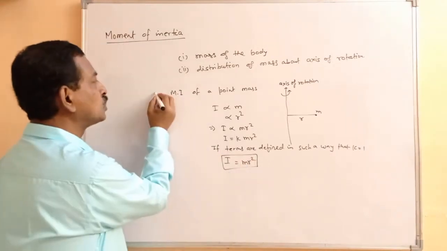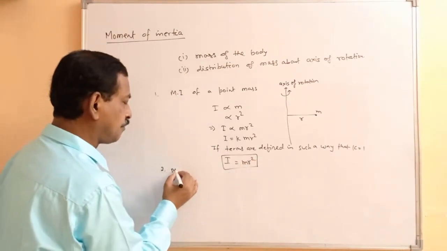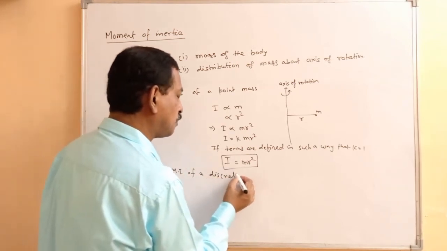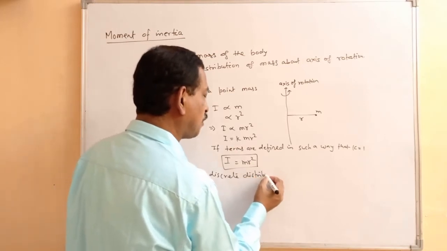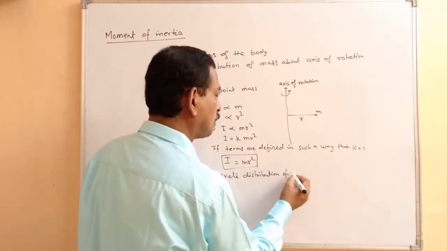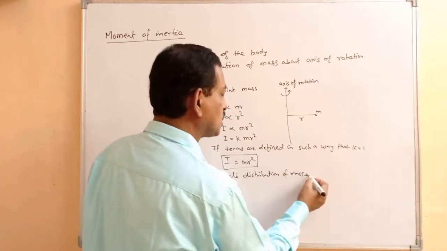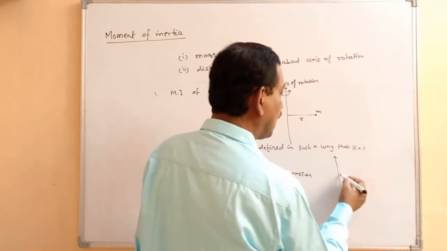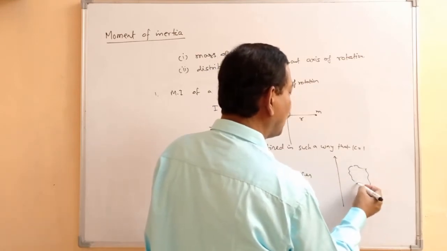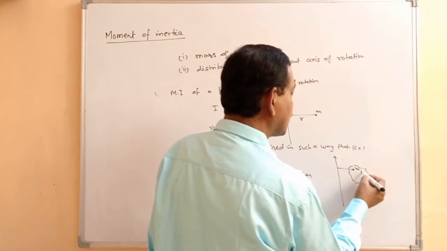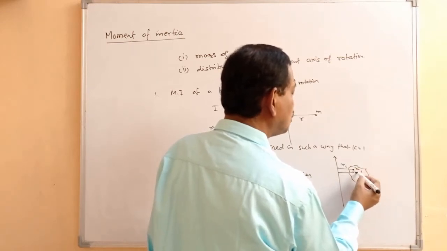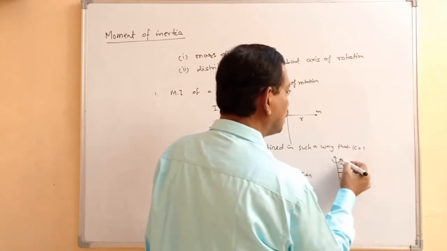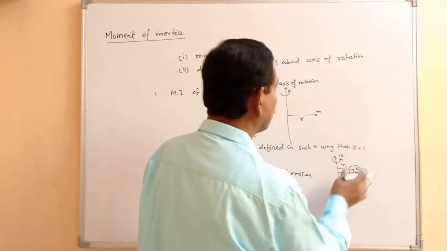Now suppose we take moment of inertia of a discrete distribution of masses. Like suppose this is your axis of rotation and we have a body where we have so many point masses. m1 is there at a distance r1, m2 is there at a distance r2, m3 is there at a distance r3, and so on. And it is rotating about this particular axis of rotation.